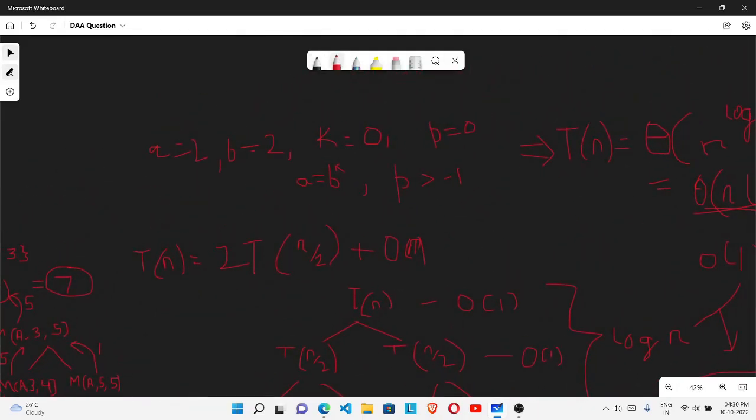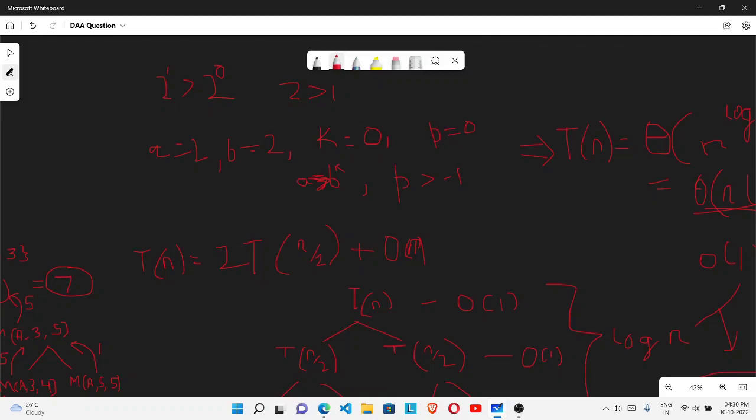Alright, now let's see the error which we made in master theorem. I said that A is equal to B raised to K. But see, A is 2, and 2 raised to 1 is greater than 2 raised to 0. Also, 2 is greater than 1. 2 raised to 0 is 1, right? So yeah, this is wrong.